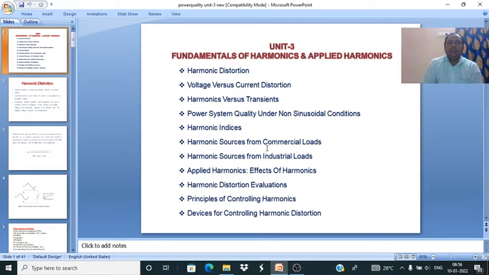Unit 1 Introduction and Unit 2 Transients are completed. Now we have started Unit 3, Fundamentals of Harmonics and Applied Harmonics. So, what are the effects of harmonics in power system? This is a very important concept.